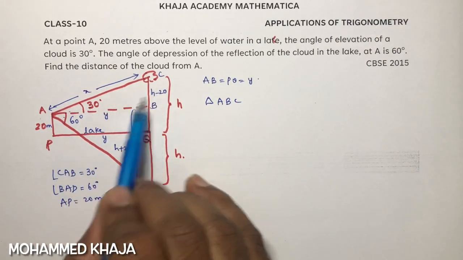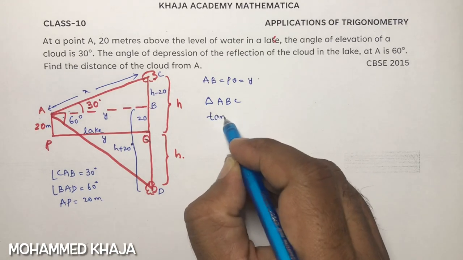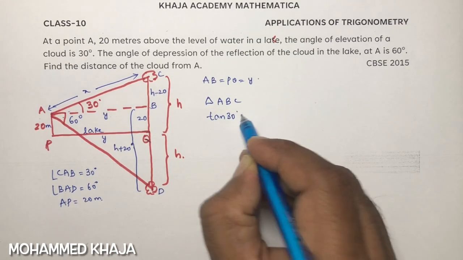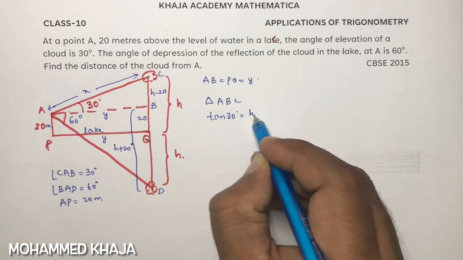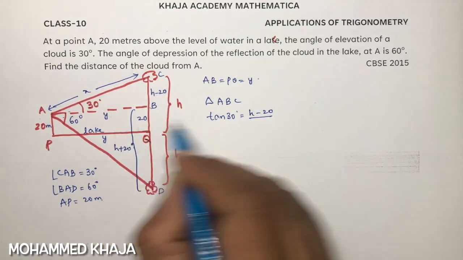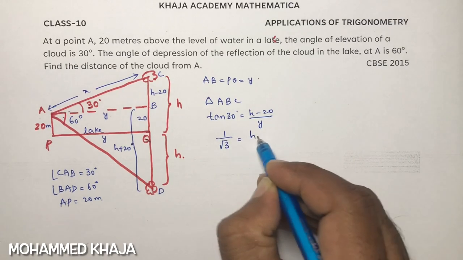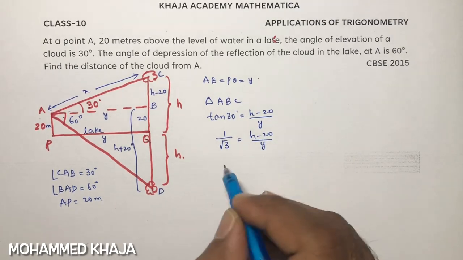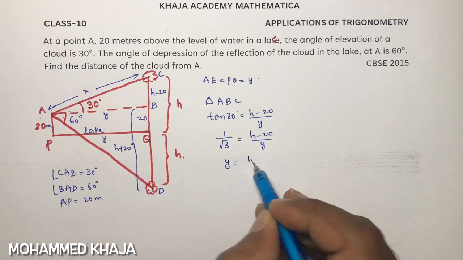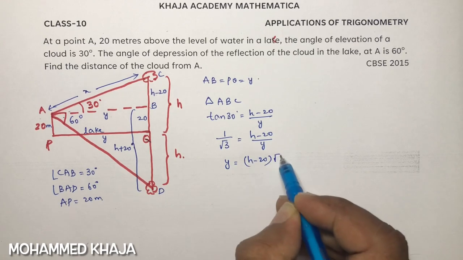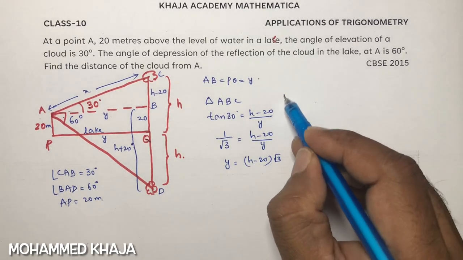Now take both the triangles, triangle ABC. Tan theta is opposite by adjacent. Tan 30 is opposite, H minus 20, by adjacent, Y. Tan 30 is 1 by root 3, equals H minus 20 by Y. If we cross multiply, Y equals H minus 20 into root 3. Make this equation 1.